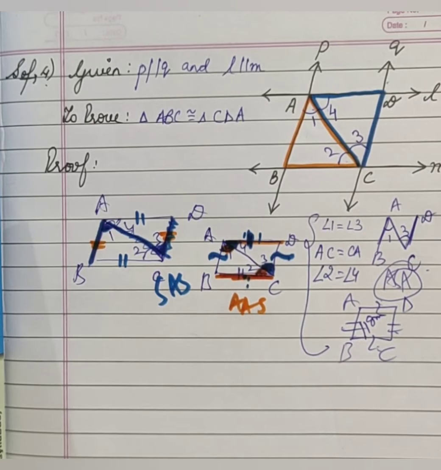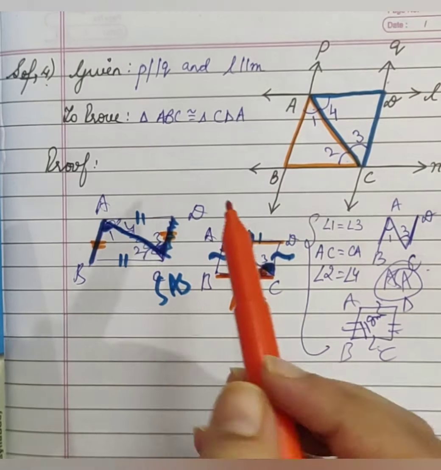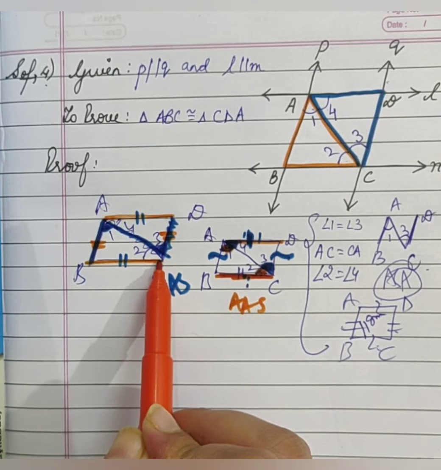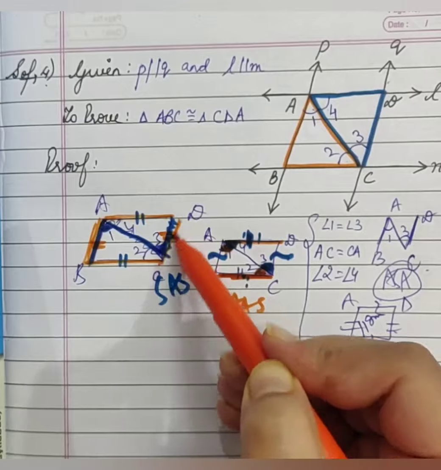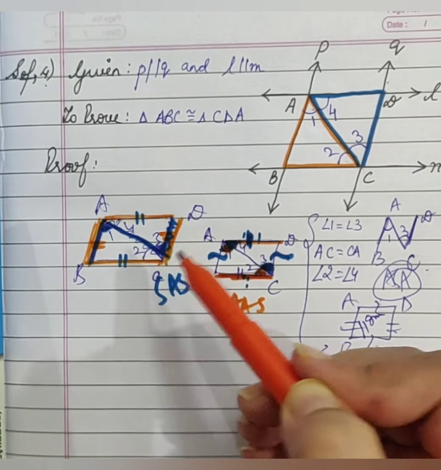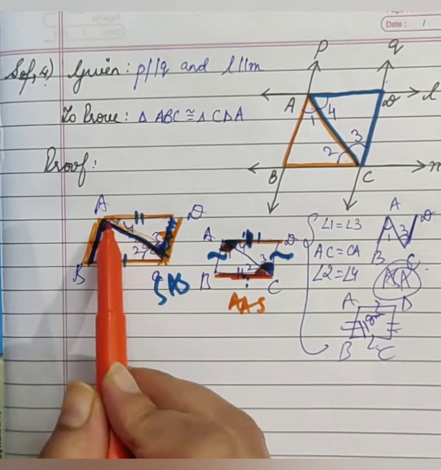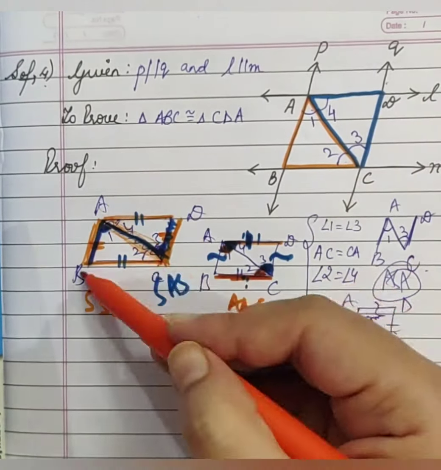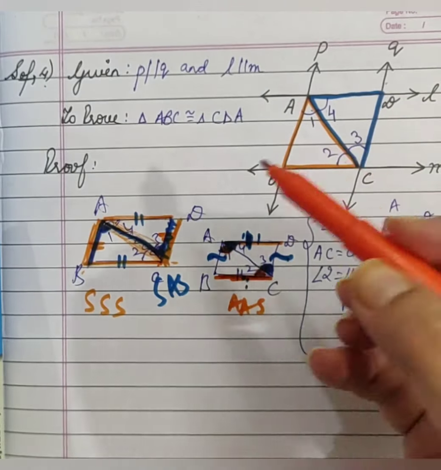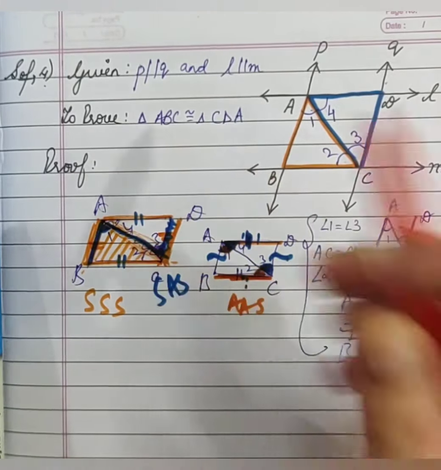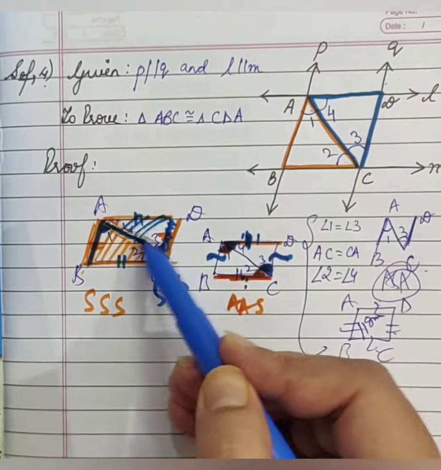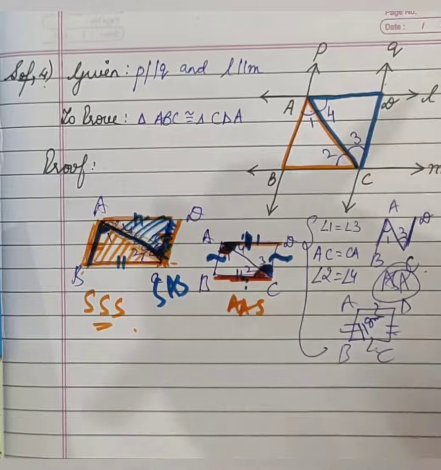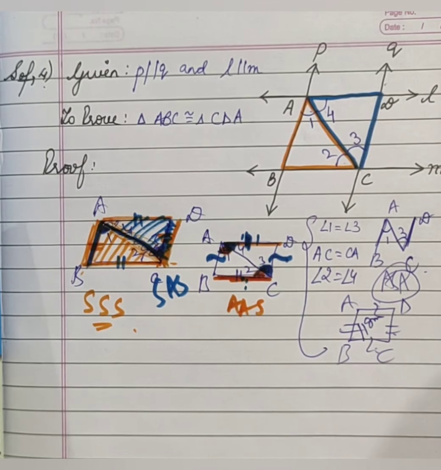Let's see if some other congruence fits here or not. See, AD is equal to BC, opposite sides of parallelogram. AB is equal to CD, opposite sides of parallelogram, and this side is common in both the triangles. So by SSS, I have used just the side conditions. I have not taken any angle. All the three sides of this triangle have become equal to corresponding sides of this triangle. So by SSS congruence rule also, you can prove that the two triangles are congruent.